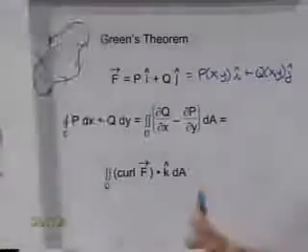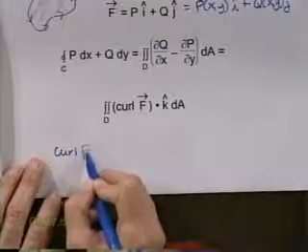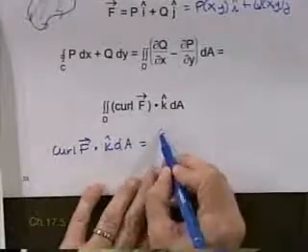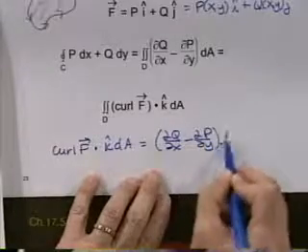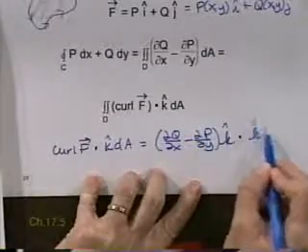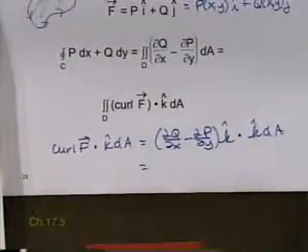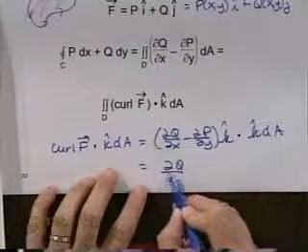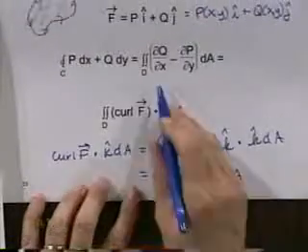Okay? So coming back here, we just figured out that the curl of f dotted with k dA is equal to, the curl was partial of q with respect to x minus partial of p with respect to y times k. And we're dotting it with k dA. Well, when you did dot product, what do you do? You multiply your x components plus multiply your y components plus multiply your z components. Well, I don't have any x and y's, but I do have k's. When I multiply that together, I get that, which is what I had inside.